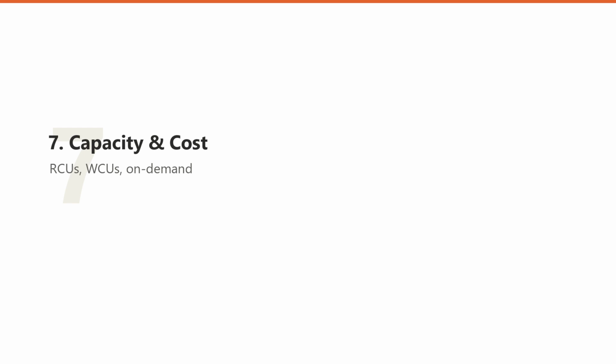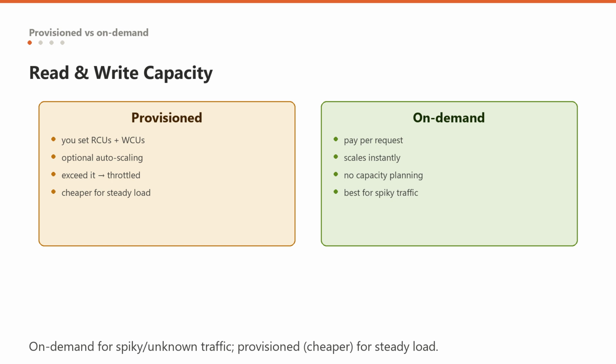Concept 7. Capacity and cost. DynamoDB measures throughput in capacity units. Read capacity units, RCUs, for reads, and write capacity units, WCUs, for writes. You choose between two billing modes. In provisioned mode, you specify how many RCUs and WCUs you want, optionally with auto-scaling, and you pay for that capacity. If you exceed it, requests get throttled.